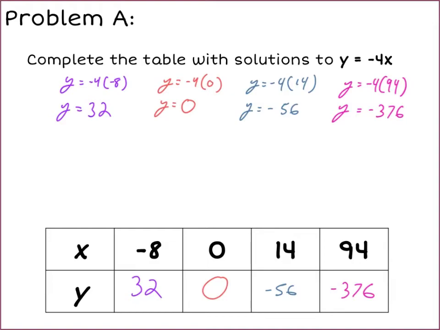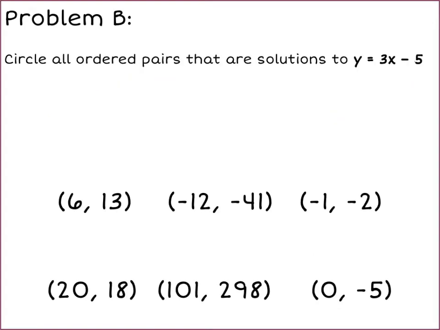Now let's take a look at a different way to determine if something is a solution. So here in example B, this time they've given us ordered pairs. So they've given us both our x and our y, and we have to determine if these are solutions to the linear equation that we have. And the linear equation we have this time is y equals 3x minus 5. So we're going to start with 6, 13.